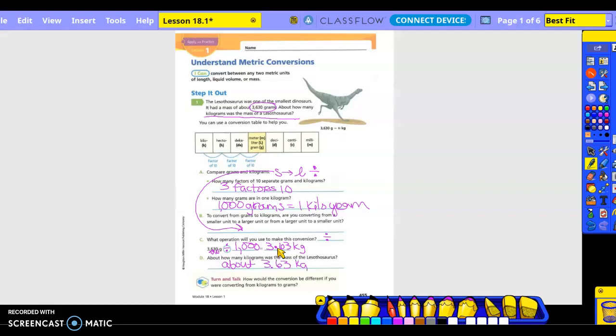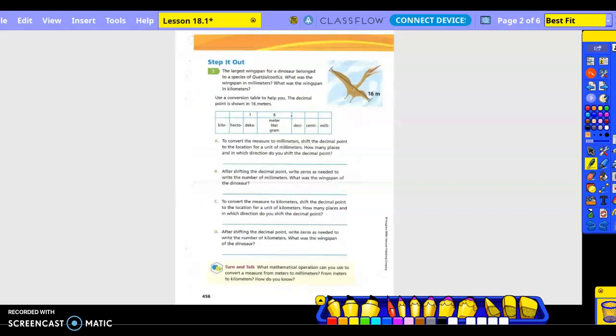63/100 of a kilogram. The largest wingspan for a dinosaur belonged to a species. What was the wingspan in millimeters? What was the wingspan in kilometers? Okay, so they gave us our handy little box, right? They already put that it was 16 meters. So whatever your number is, the last digit goes in the label. In this case it was 16 meters, so the 6 goes in the meter box.